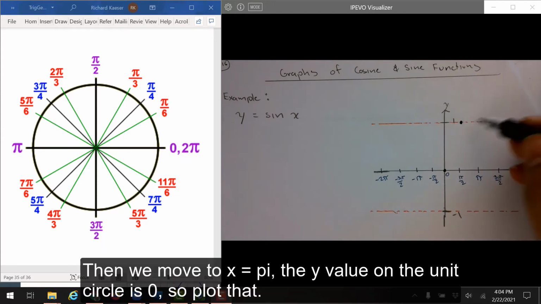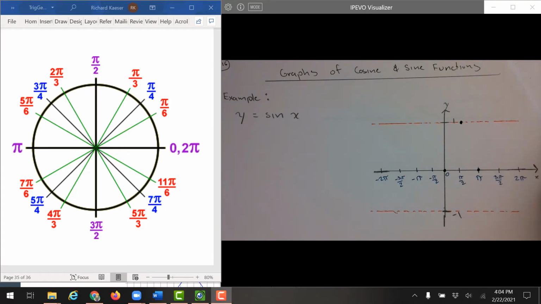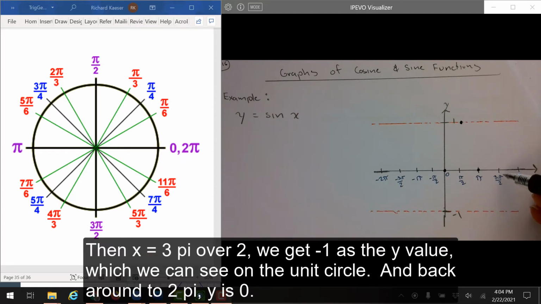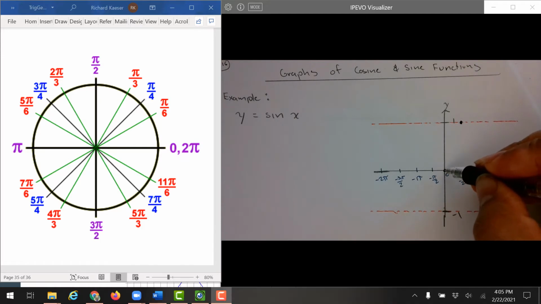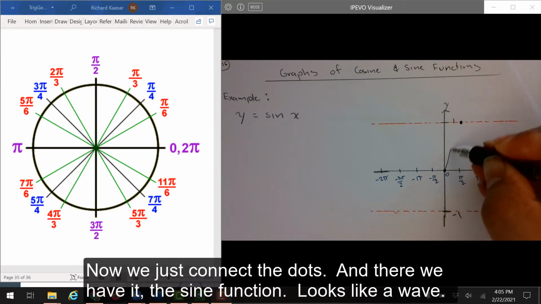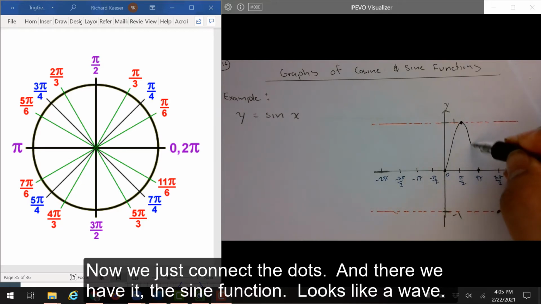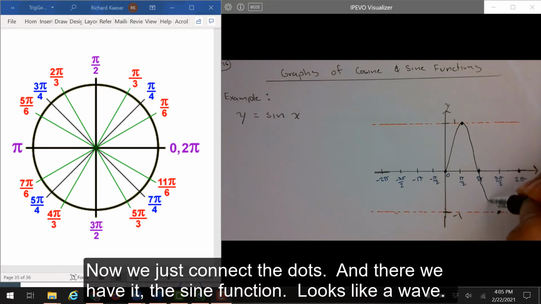Then we move to x equals pi. The y value on the unit circle is 0, so plot that. Then x equals 3 pi over 2. We get negative 1 as the y value, which we can see on the unit circle, and back around to 2 pi, y is 0. Now we just connect the dots, and there we have it, the sine function. Looks like a wave.